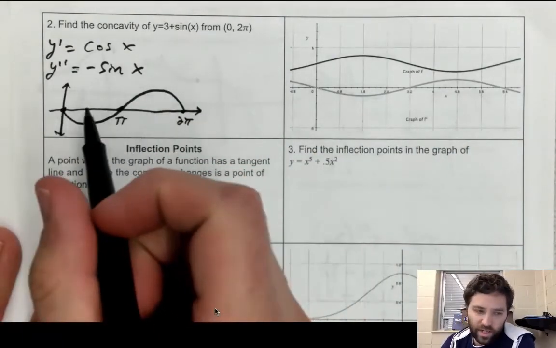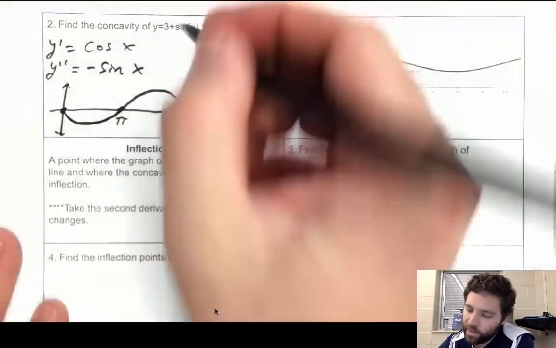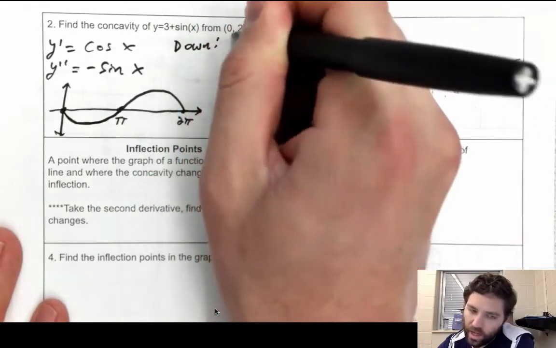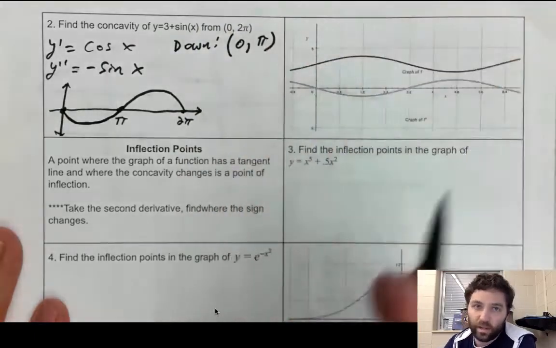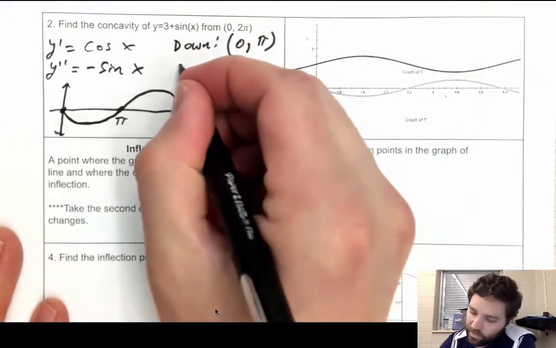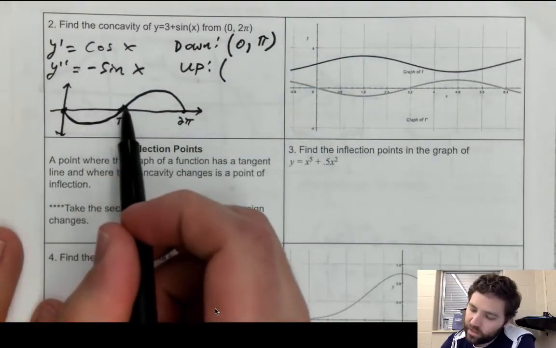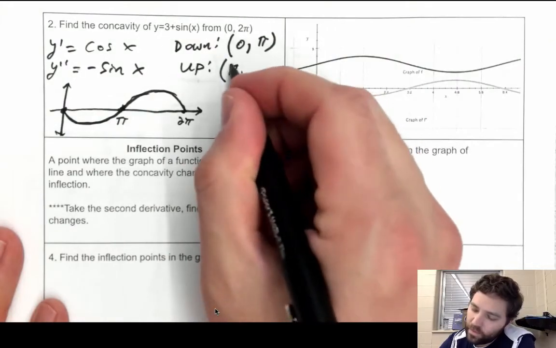So since the second derivative is negative from 0 to pi, we would expect the original function to be concave down on the interval from 0 to pi. And we would expect the original function to be concave up on the interval from, well, wherever the second derivative is positive. So from pi to 2 pi.